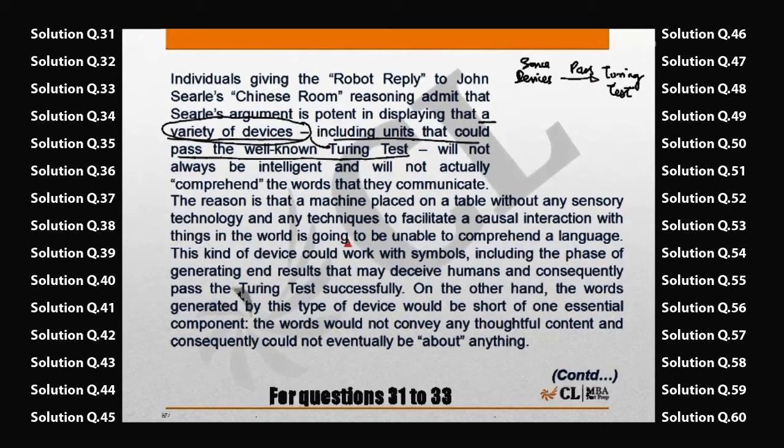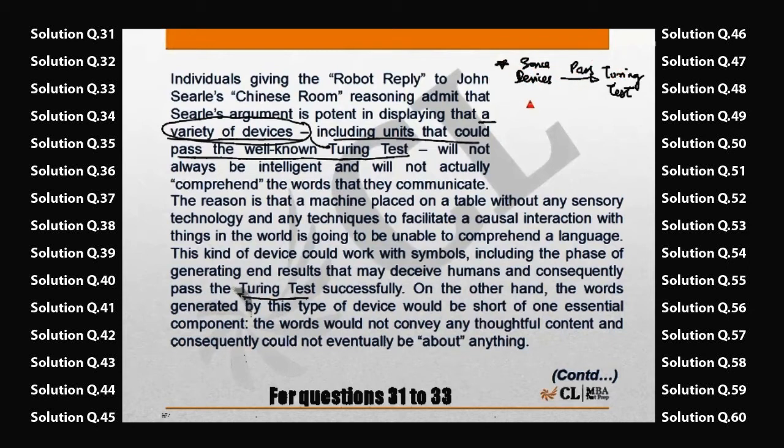That's all we know. Is there anything else about Turing test? There's one more Turing test. Let's check this one. This kind of device could work with symbols, including the phase of generating end results that may deceive human beings and consequently pass the Turing test. So again, the same thing. All we know from the passage is that there are some devices which will pass the Turing test.